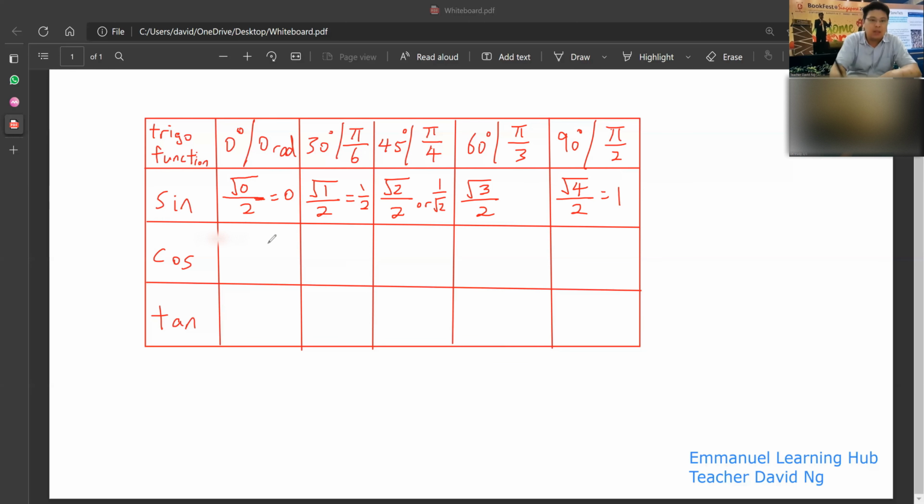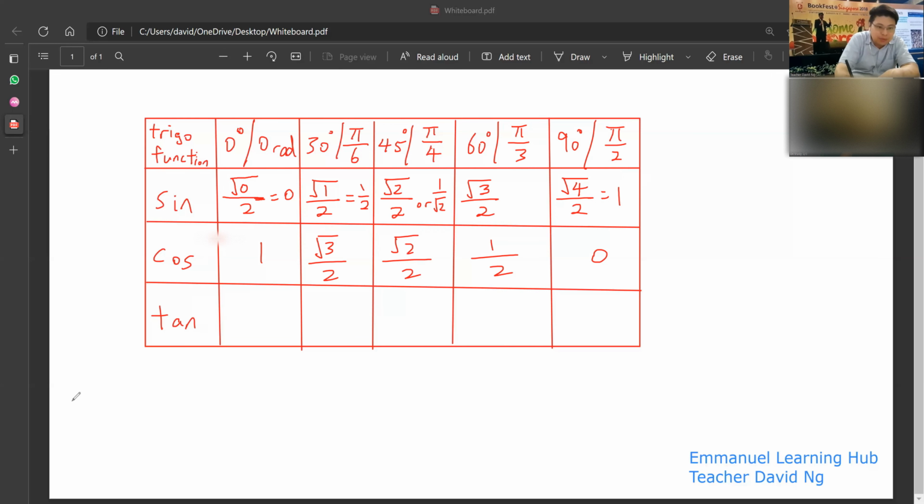Then after that, I'm going to put it like that. I remember that. Very easy to remember, right? You reverse the order. But if you want to do that, you must remember the trigonometric functions are listed in this sequence: sine, cosine, tangent.